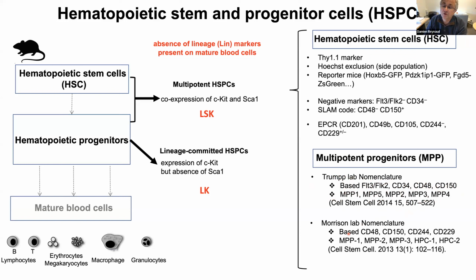The second nomenclature, which is still in use in many labs, was developed by the Morrison lab in Texas. And this is a pure nomenclature based on the SLAM markers. This nomenclature defines MPP1, 2, 3, 4, and HPC1 and 2. It's important to note, and it's a little bit confusing in the literature, that there is no true correspondence between these different appellations. So you need to be careful each time to verify how these different populations are called.